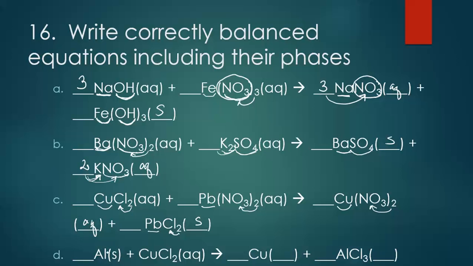Emily. Aluminum, copper 2 chloride. First of all, is all of this balanced? Let's see. How many aluminums? 1. How many coppers? 1. How many chlorides? 2. How many chlorides? 3. Crap. You got an odd number, you got an even number. What are you going to have to do to the odd number? By doing what?